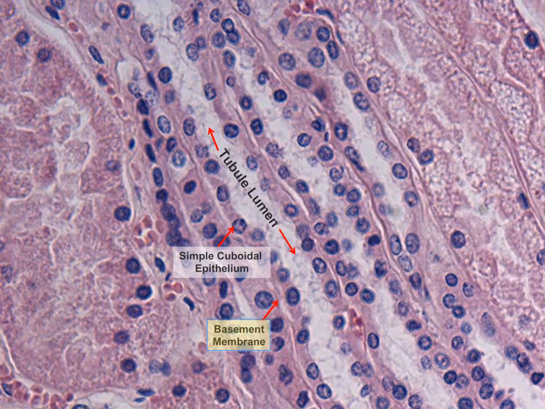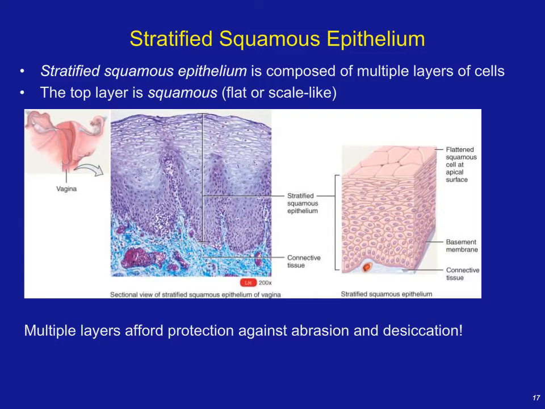Now, what you can see here is that we have one basement membrane and then another tubule made up of simple cuboidal cells. So a lot of times we may not see hardly any connective tissue between two different epithelial layers, particularly if we're looking at an organ like the kidney, which is made up primarily of tubules composed of epithelial tissue. So now that we've gone through some examples of simple epithelia, let's take a look at some stratified epithelia.